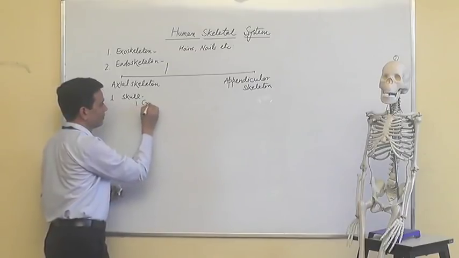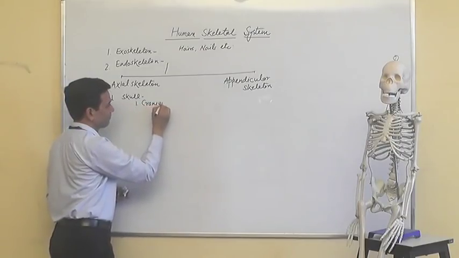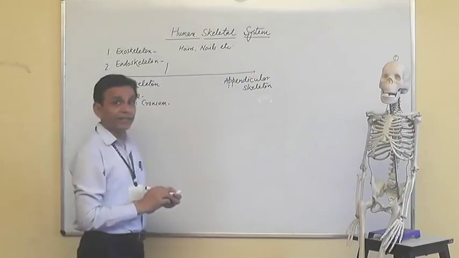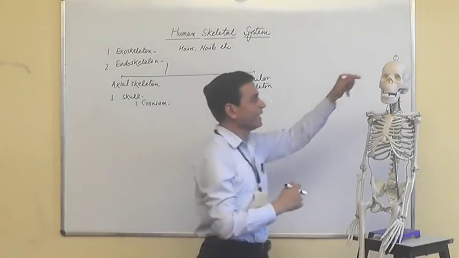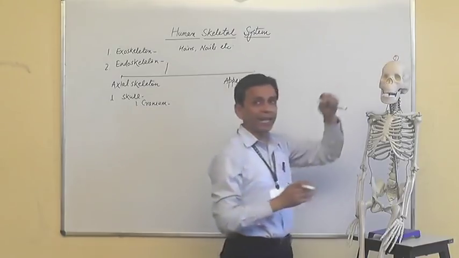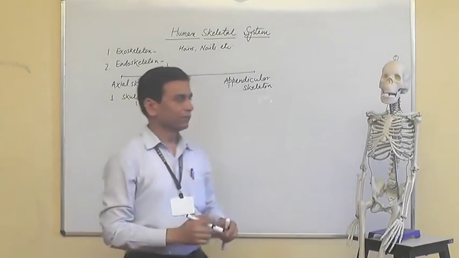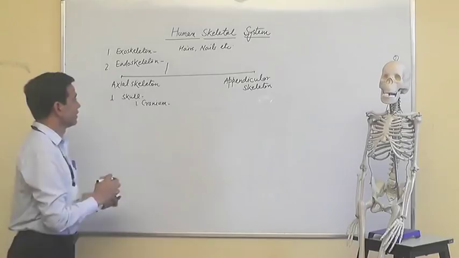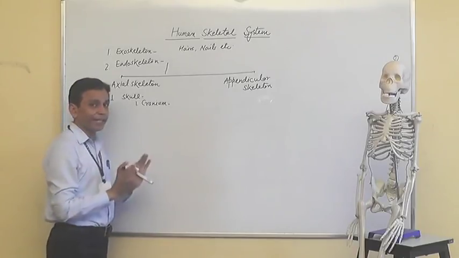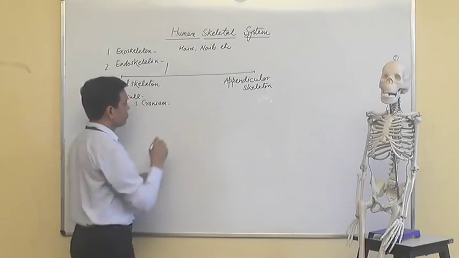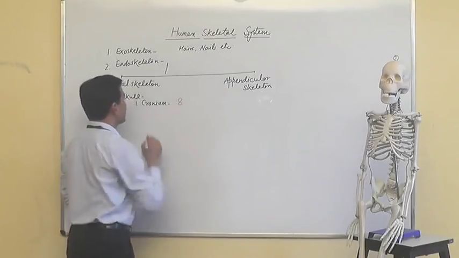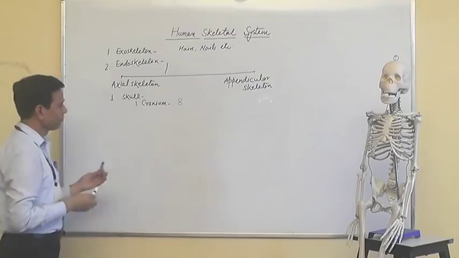Number one, cranium. Cranium is the uppermost part of our skull. It encloses our brain, so it is very important. Cranium is made up of 8 different types of bones. So there are 8 bones in our cranium.